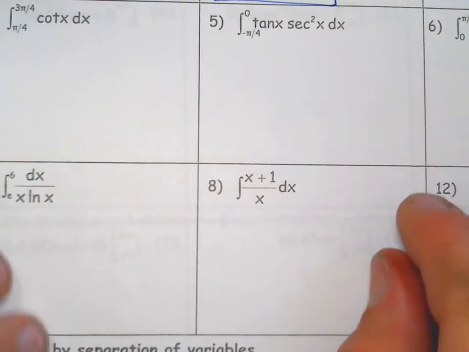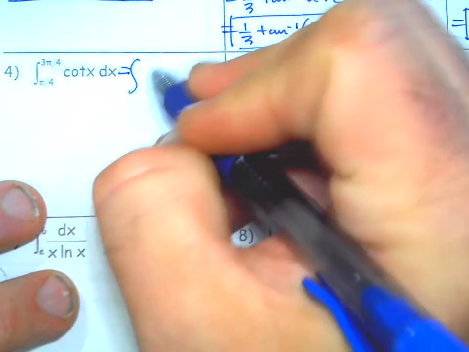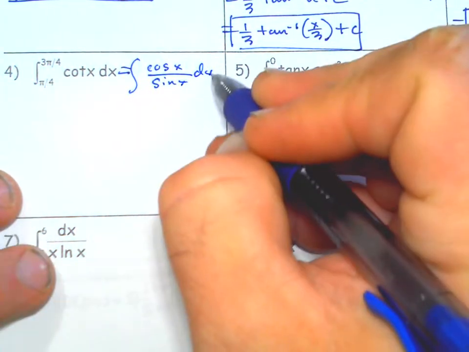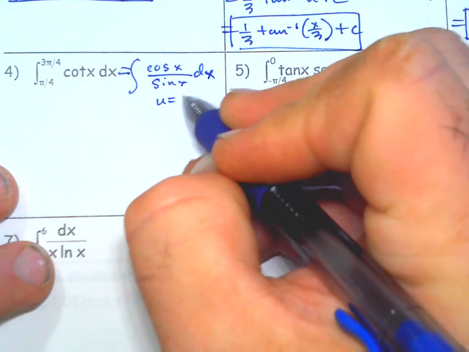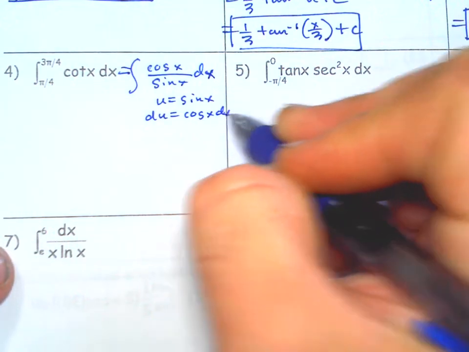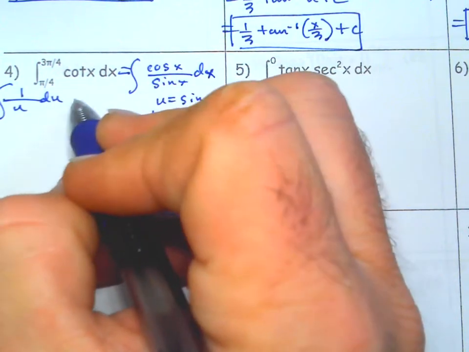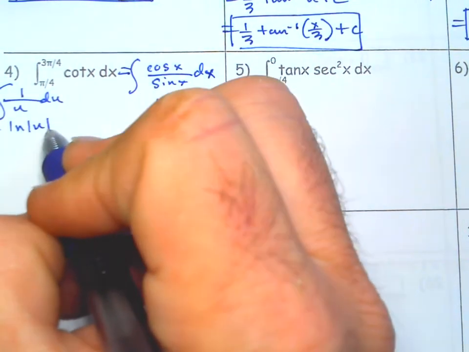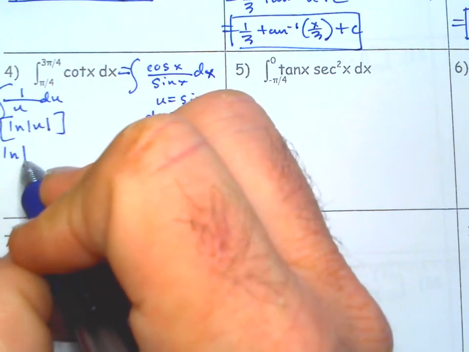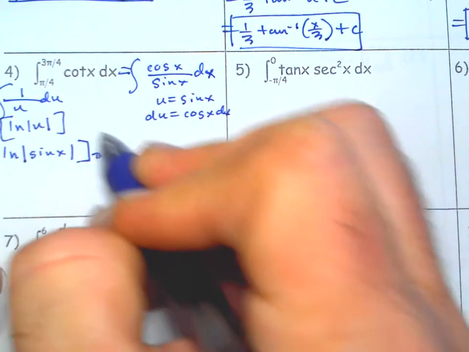Okay, cotangent. Now, cotangent is not one that we've memorized a rule for, so you actually want to think of it in terms of sine and cosine and do U-Substitution. So u is going to be sine x, and du is going to be cosine x dx. And so that's going to give you 1 over u du. Just going to give you natural log of the absolute value. Which you then want to change back to terms of x. And then your limits. This one's a definite integral, from pi over 4 to 3 pi over 4.